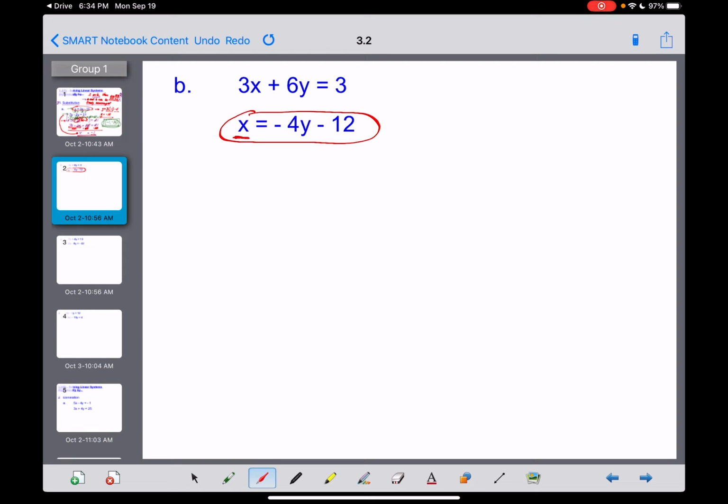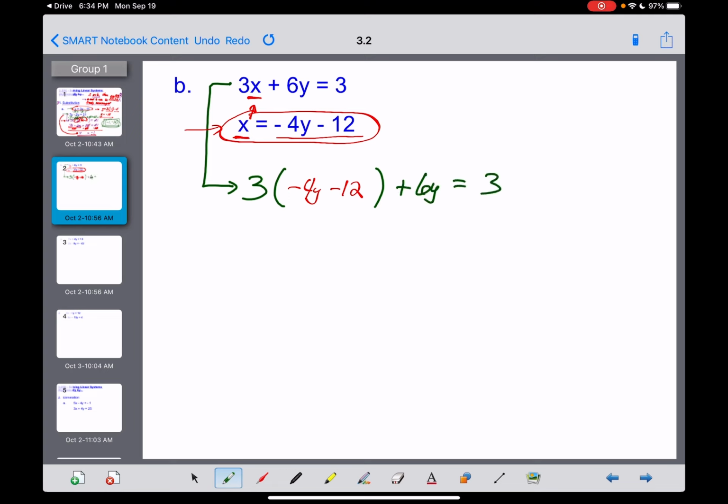So we're now going to go back up to the first equation, and we're going to replace this x with what x is equal to right here, negative 4y minus 12. So I'm going to rewrite this first equation, but with the substitution. 3, and in the place of the x, where there'd be an empty set of parentheses, we replace it with what x equals, according to this line, which is negative 4y minus 12. Back to green now, let's finish up that first equation. Plus 6y is equal to 3.